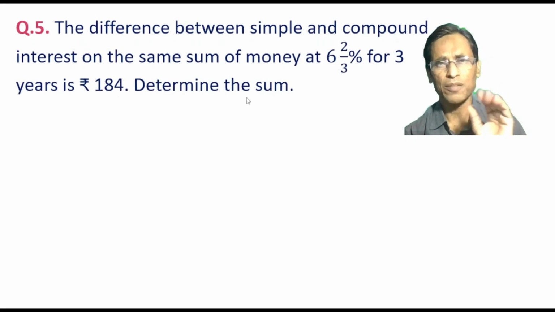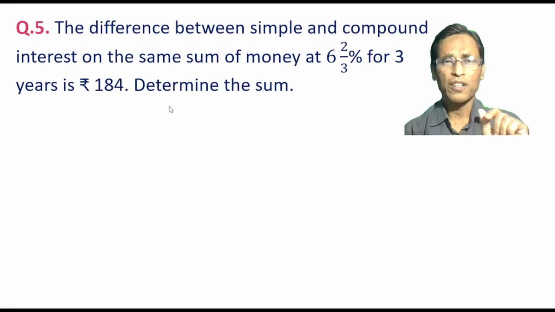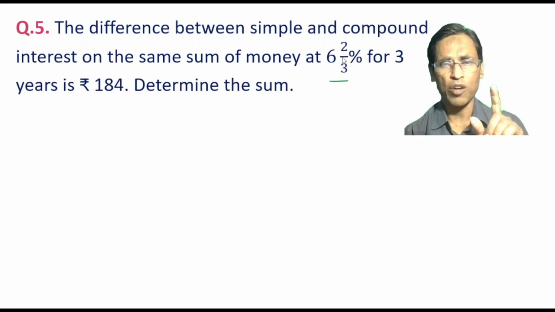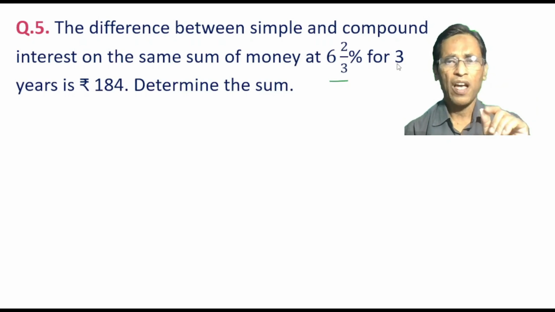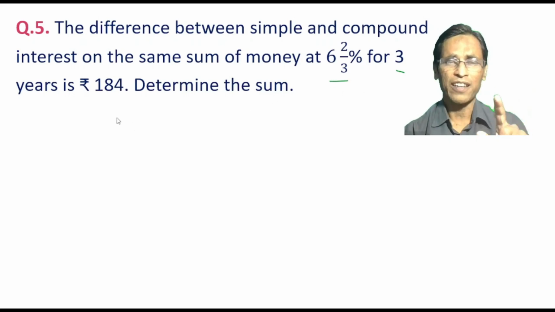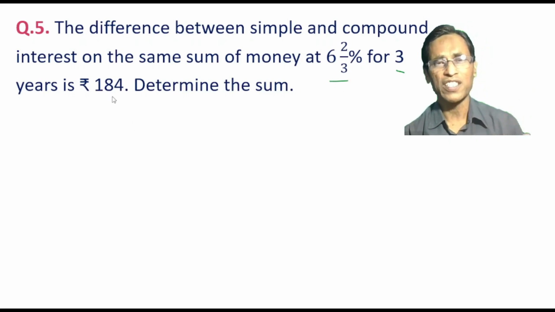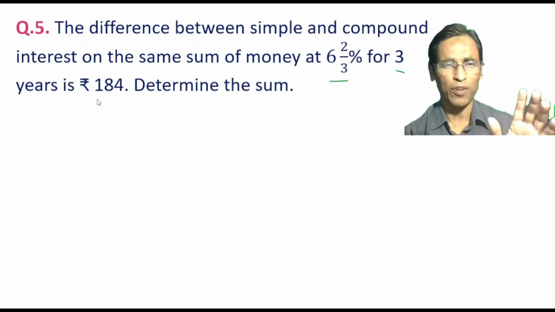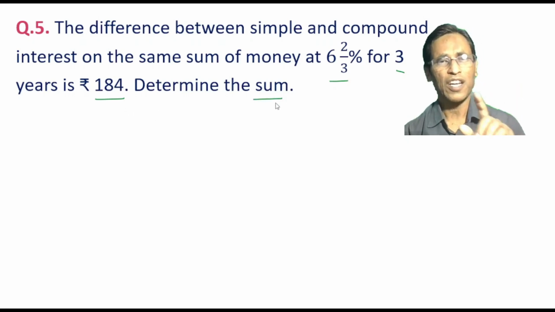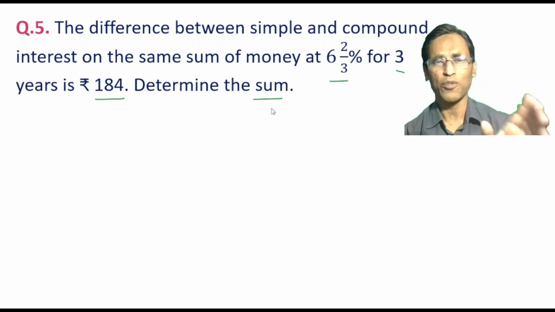In this question, the information about the rate of interest is 6 and 2 by 3%, the number of years is 3 years, and then the difference between the compound interest and simple interest once again is available and it is 184. After this we have to find out the sum. Sum means principal. We have to find this.